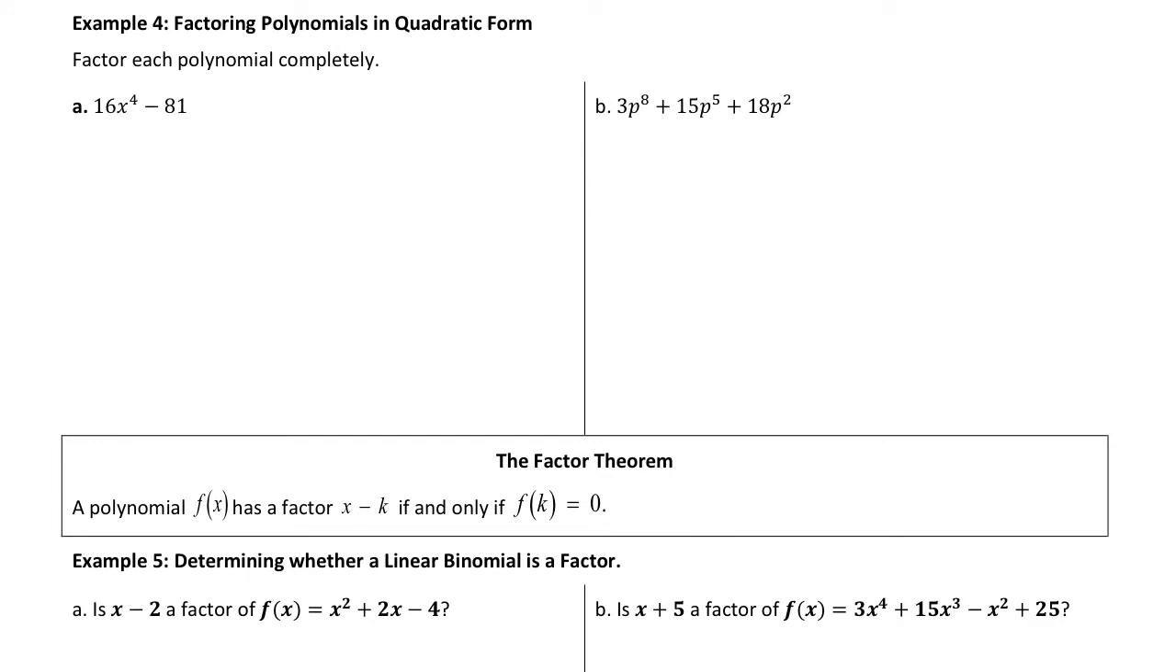So factoring in quadratic form, we have factored polynomials that were x squared in quadratic form. So this is basically polynomials that have an even degree: x squared, x to the fourth, x to the sixth, x to the eighth. You kind of get the picture. So factoring these is the same.